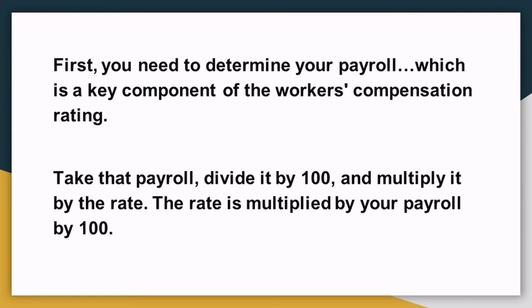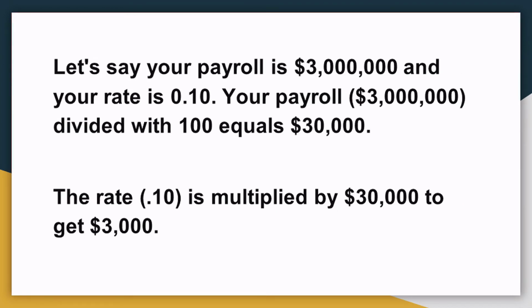First, you need to determine your payroll, which is a key component of the workers' compensation rating. Take that payroll, divide it by 100, and multiply it by the rate. Let's say your payroll is $3 million and your rate is 0.1. Your payroll, 3 million, divided by 100 equals 30,000. The rate, 0.1, is multiplied by 30,000 to get 3,000.